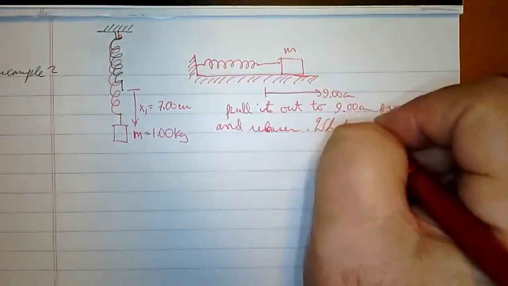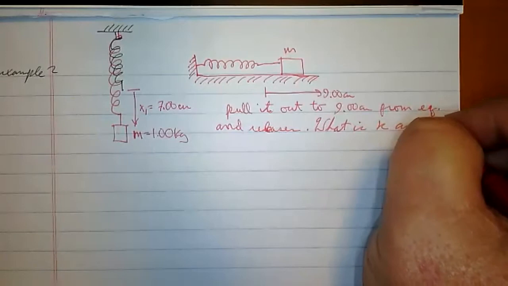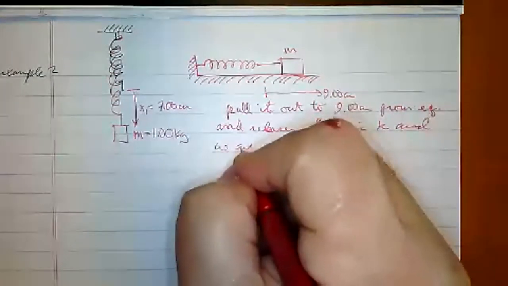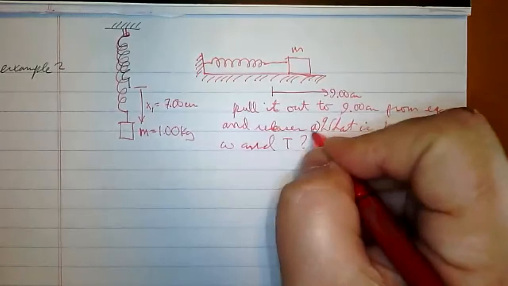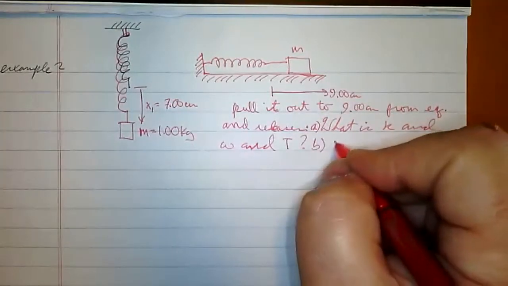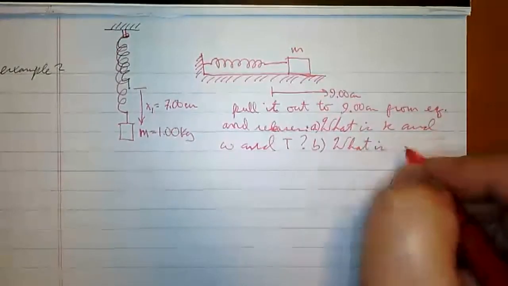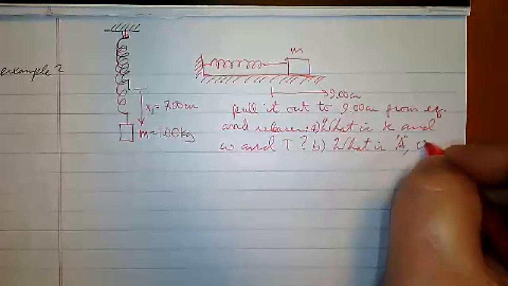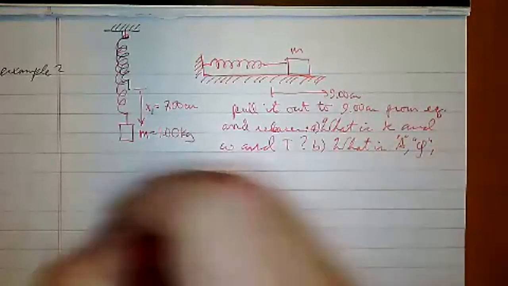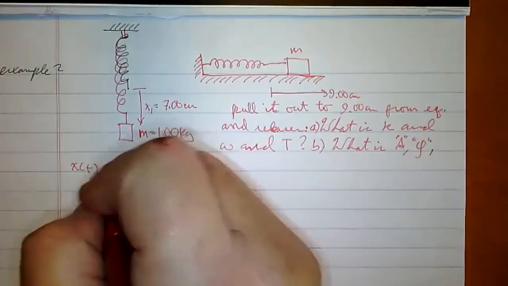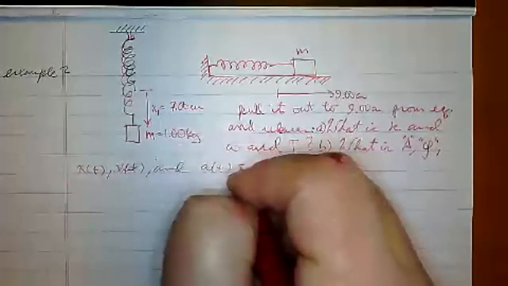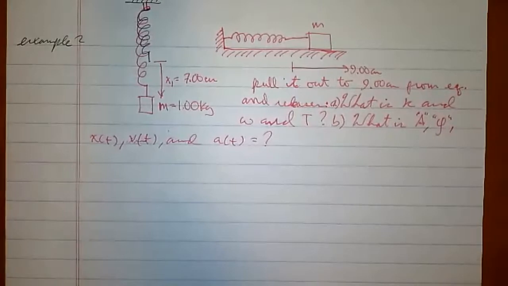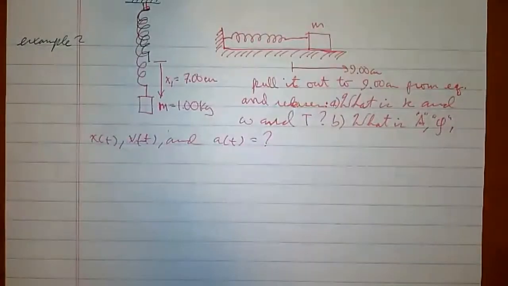What is K and omega and T? I'll call that part A. Put a period there. Part B. What is A, phi, x of t? I'm going to say V of t and A of t. Okay, so that's our problem. Our solution.